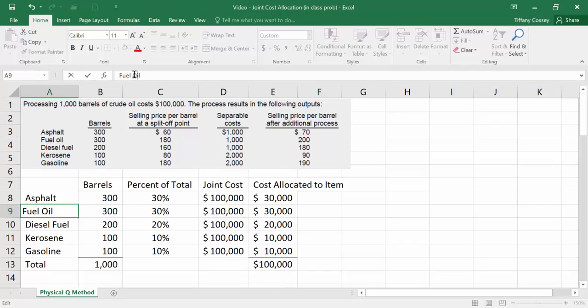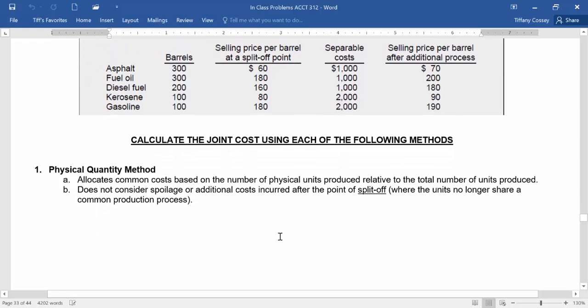Looks like my bad typing has struck again. All right, so that is the physical quantity method. That one is really easy. Then we're going to go take a look at our next.